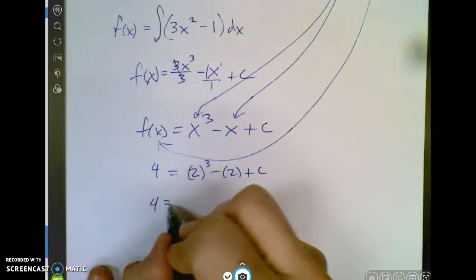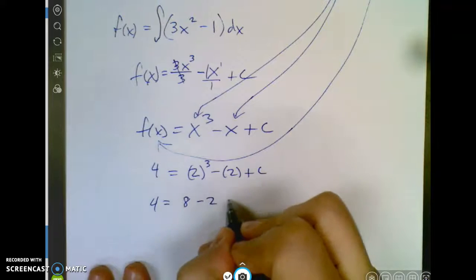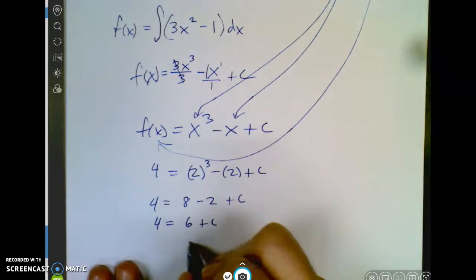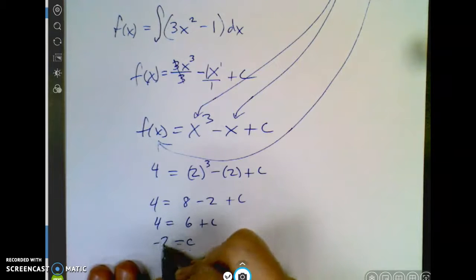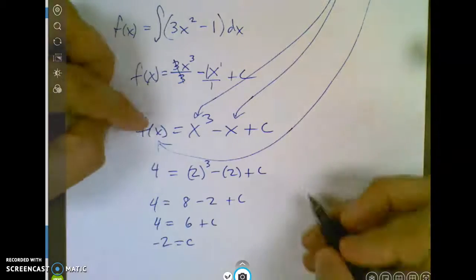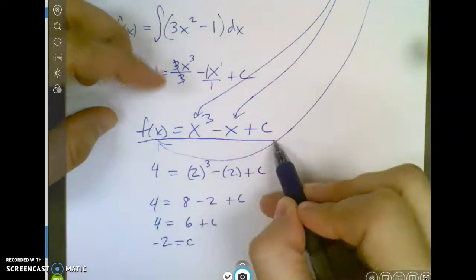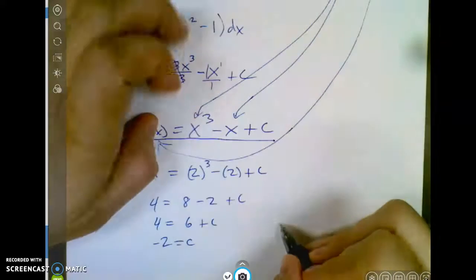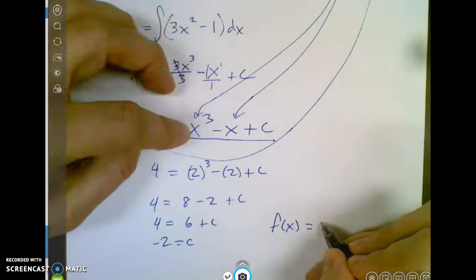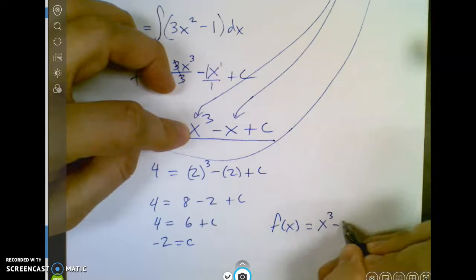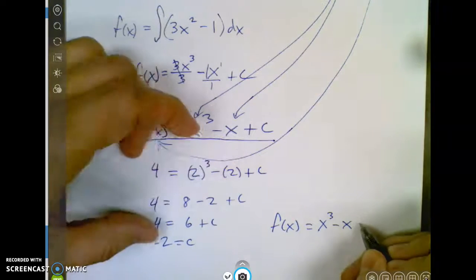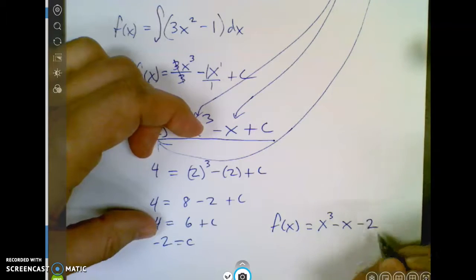Okay, so 2 cubed is 8, and then 6 plus c. c is negative 2, which means don't do all this work and then forget to actually finish the problem. The problem is I want to write this without the plus c. So my final answer is my equation was not just x cubed minus x plus a random number. It's x cubed minus x plus, well, minus 2.